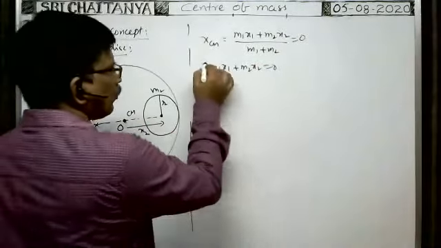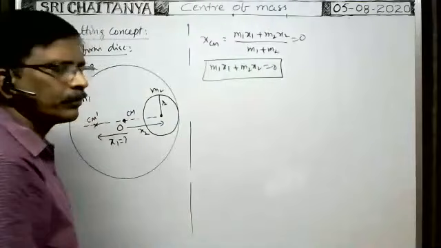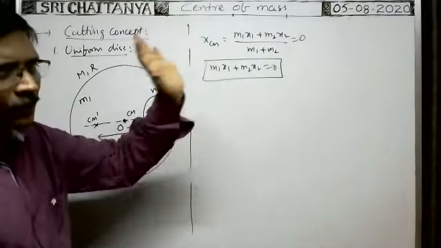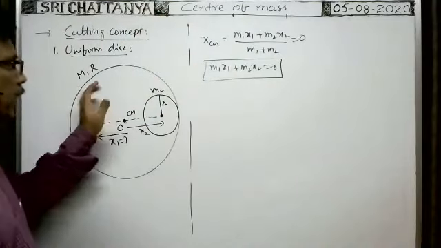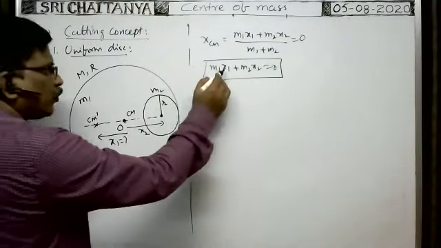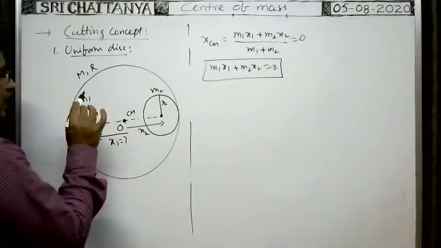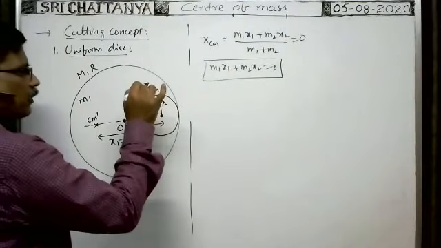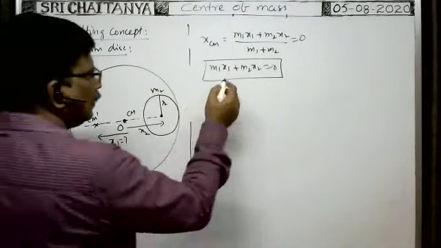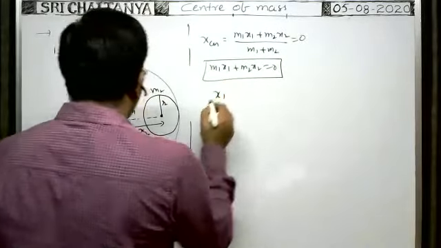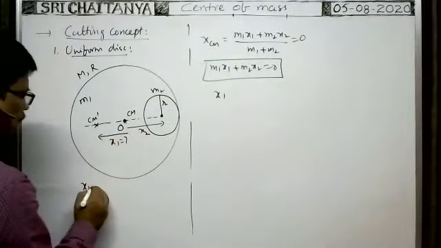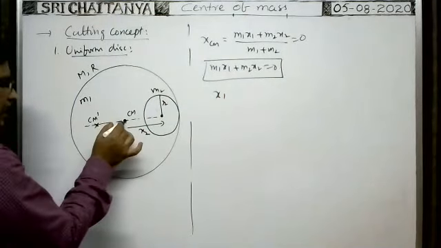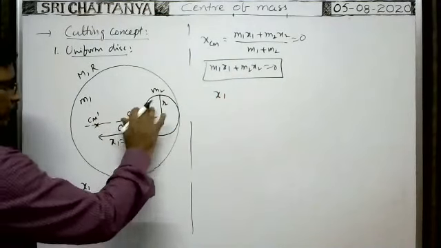Everyone has to remember this formula in case of cutting concept. m1 x1 plus m2 x2 equals 0. m1 is the mass remained, m2 is the mass removed. x1 is the distance of the center of mass of the remained part from the original center of mass. x2 is the distance of the center of mass of removed mass from the original center of mass. From this we have to find x1, because x1 is the shift in the center of mass. x1 is the distance of the center of mass of the remained part from the original center of mass. That is the shift in the center of mass when it is removed.